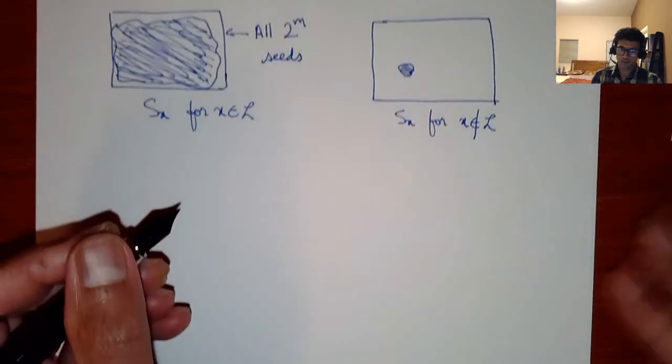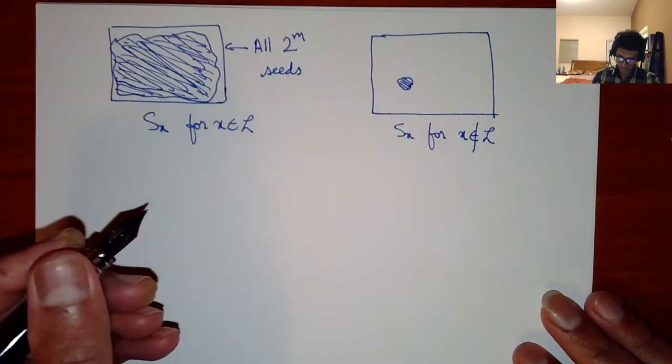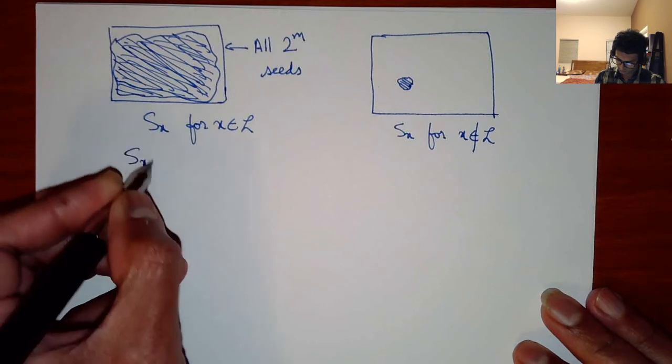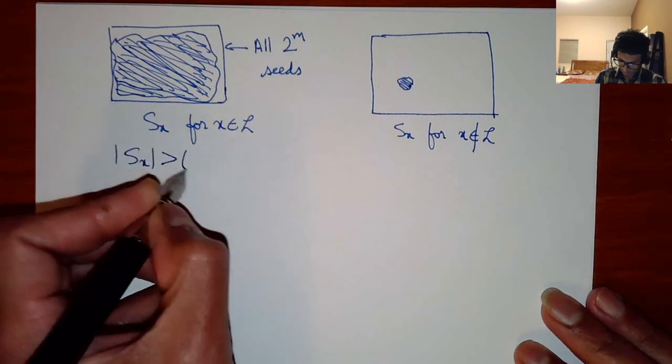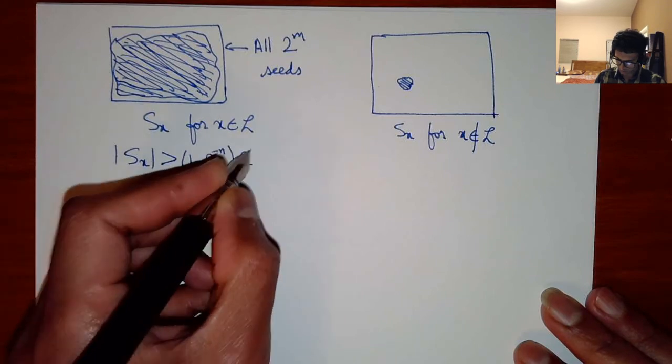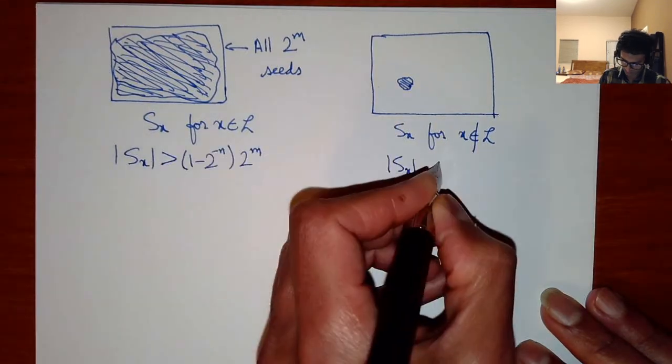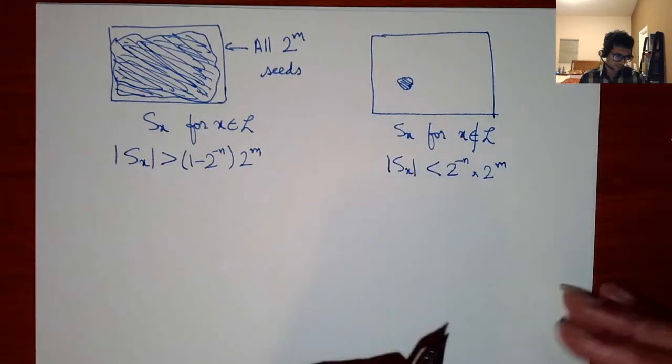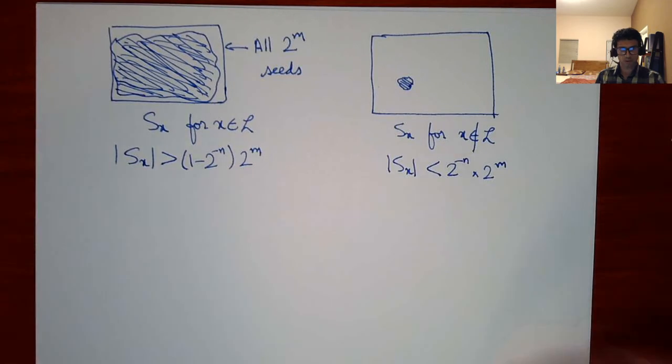Let's keep this cartoon picture here, and I'll just write the sizes here because that's going to be important. The complement has size (1 minus 2 to the minus n) times 2 to the m, and S of x is at most 2 to the minus n times 2 to the m. Okay, I'm going to now state two combinatorial claims, and I'm going to prove them later. We'll assume those claims, complete the proof that BPP is in sigma 2, and then we'll go back and prove those claims.